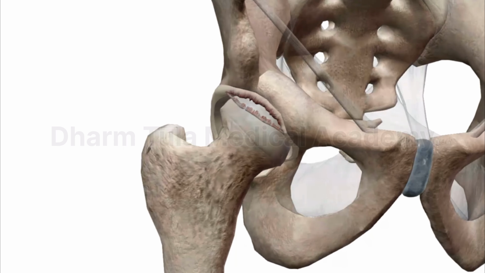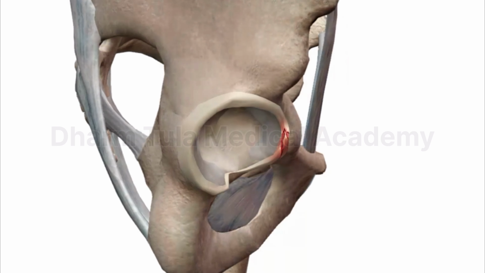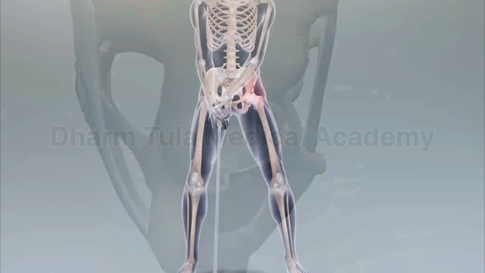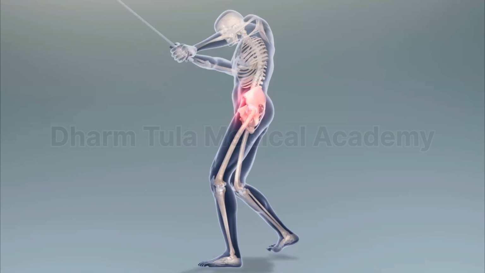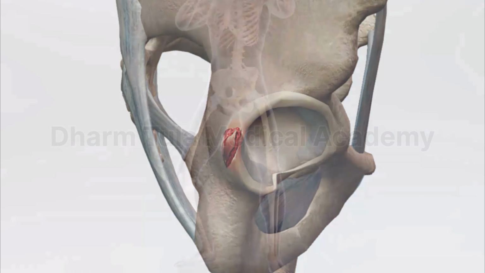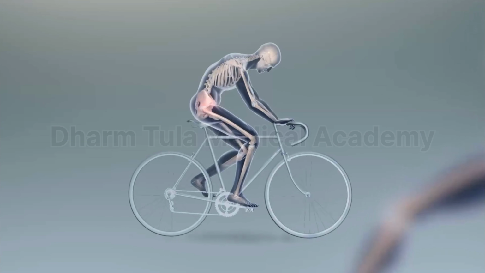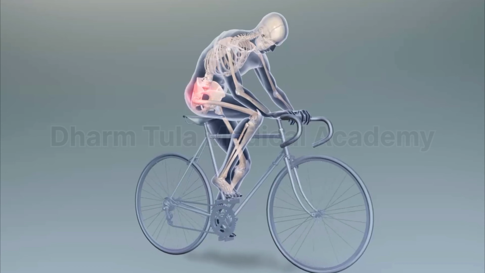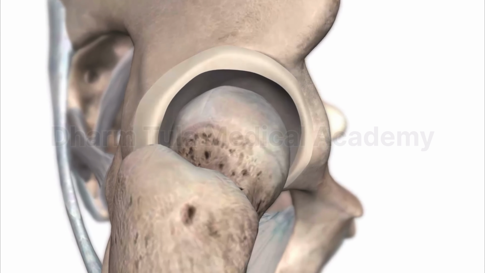Tears of the acetabular labrum may be classified by location as anterior, posterior, or superior lateral. Anterior tears are more common in activities involving sudden twisting or pivoting, such as hockey, ballet, or golf. In contrast, posterior tears are more common in activities involving hyperflexion, such as martial arts, or squatting activities, such as horseback riding or cycling. Tears of the acetabulum have also been classified by type.